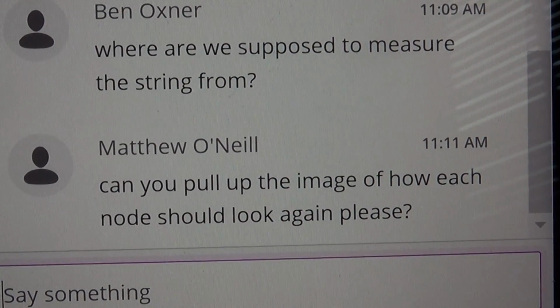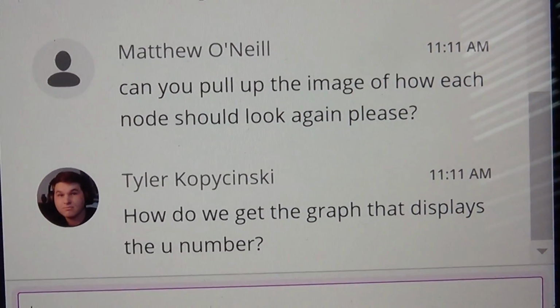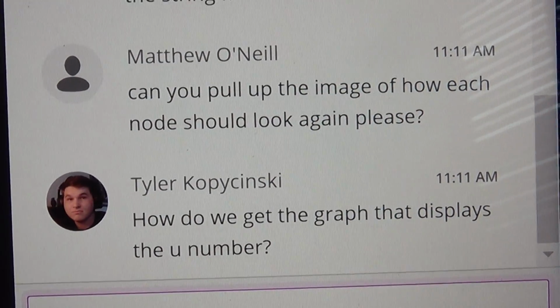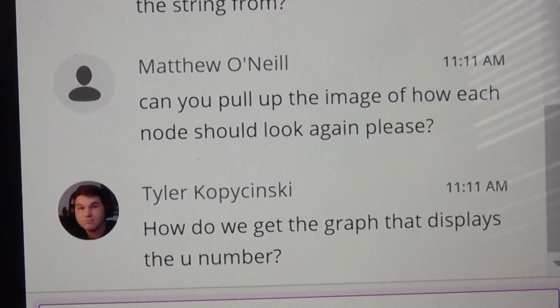Okay, so Matthew, can you pull up the image of how each node should look again, please? I can do that. And then Tyler, how do we get the graph that displays the mu number? You just plot the table that is on your Excel worksheet. You've got the F over n squared, and you have the tension T. You see that table on the worksheet? Just above where you're going to put the, yeah.